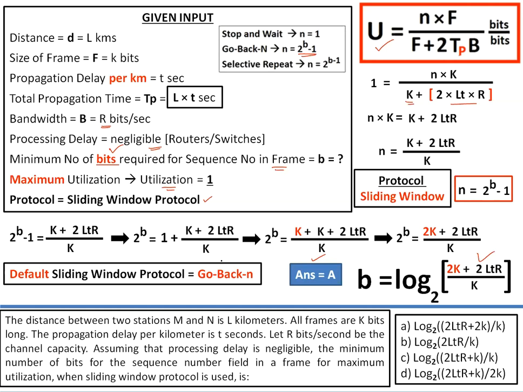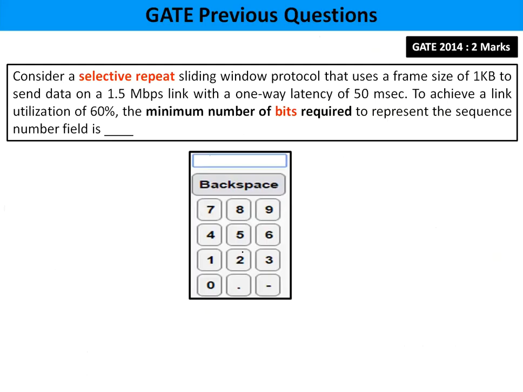If they don't say anything, by default you have to go for go back n, guys. Clear? Yes. Only instead of numbers they gave parameters. That's it, guys. Continue with the next question.